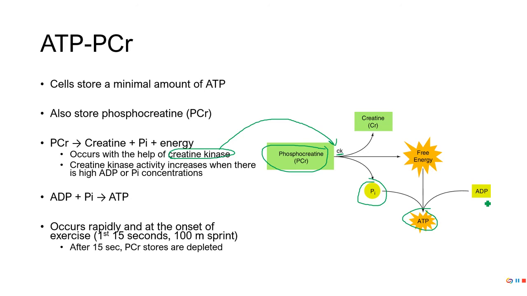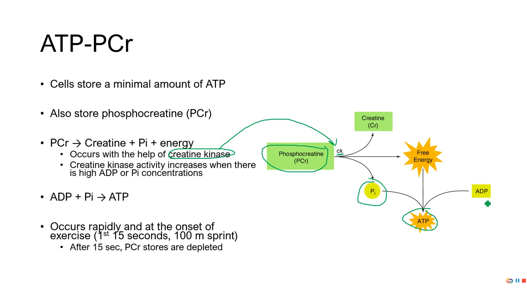Generally after 10 to 15 seconds, you don't have very much phosphocreatine left, and so you can't rely on that system anymore. So 10, 15 seconds, think 100-meter dash. Unless you're like Usain Bolt, you've probably depleted your PCr in that 100 meters. He'd be able to go almost 200 in that time.